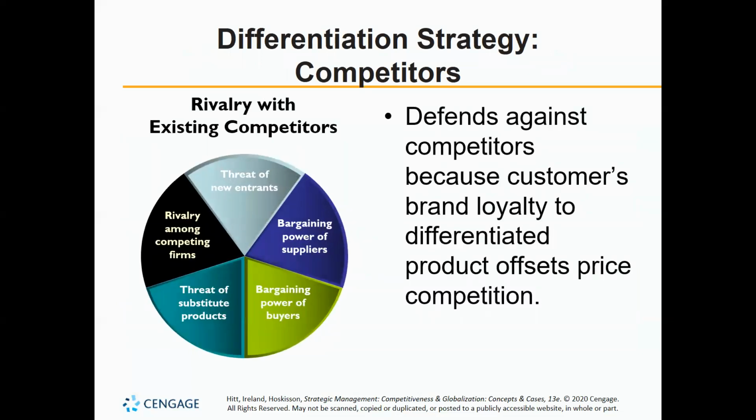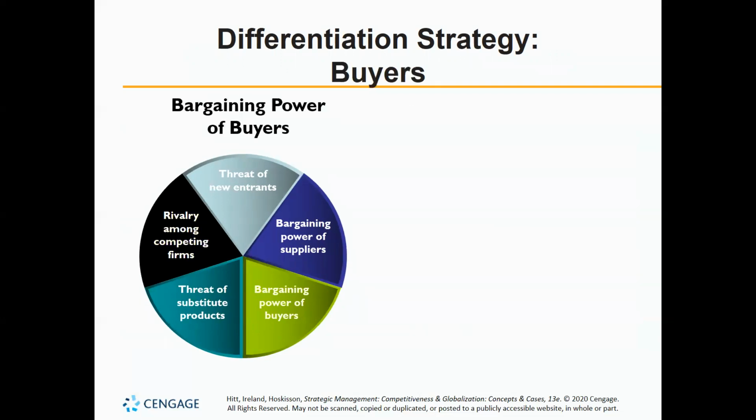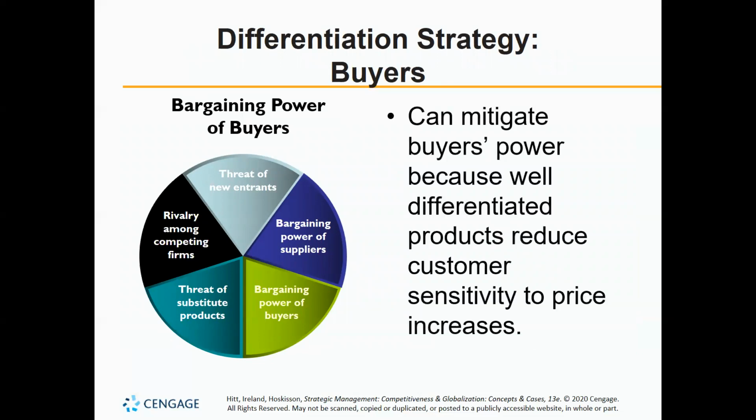So when we consider a differentiation strategy, we can look again at how firms can address the five forces. When considering existing competitors, a differentiation strategy allows a firm to defend against competitors because of customers' brand loyalty to differentiated product, which would offset price competition. And the bargaining power of buyers can be mitigated because well-differentiated products reduce customer sensitivity to price increases.